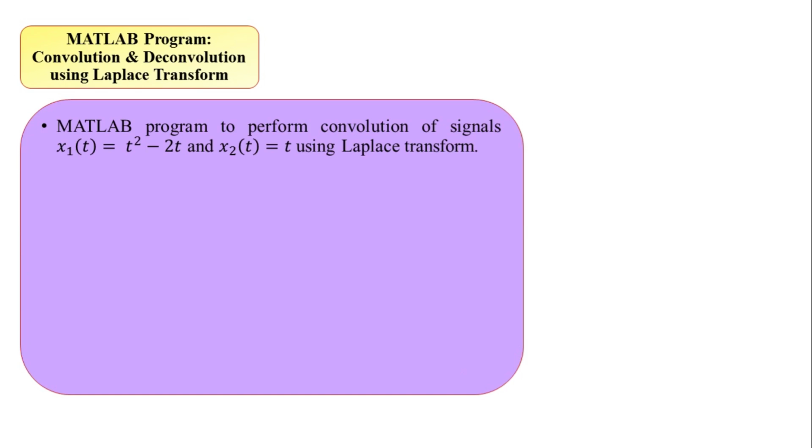The objective we set for this MATLAB demonstration is a MATLAB program to perform the convolution. First of all, the two signals are specified as x1 of t and x2 of t. x1 of t is given as t squared minus 2t, whereas x2 of t is equal to t. So we have to make use of the Laplace transformation.